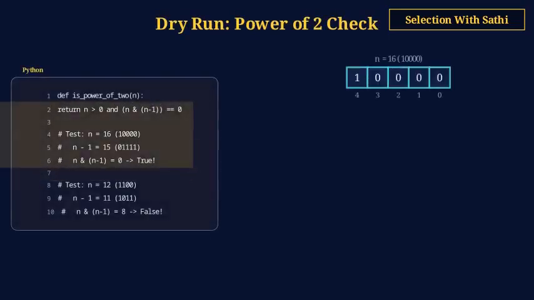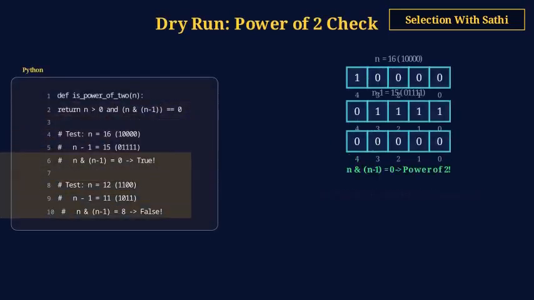Swapping two numbers without a temporary variable using XOR. Start with A equals 5, binary 0101, and B equals 9, binary 1001. Line 2, A becomes A XOR B, which is 0101 XOR 1001 equals 1100, which is 12. Line 3, B becomes A XOR B, which is 1100 XOR 1001 equals 0101, which is 5. Now B holds the original value of A.